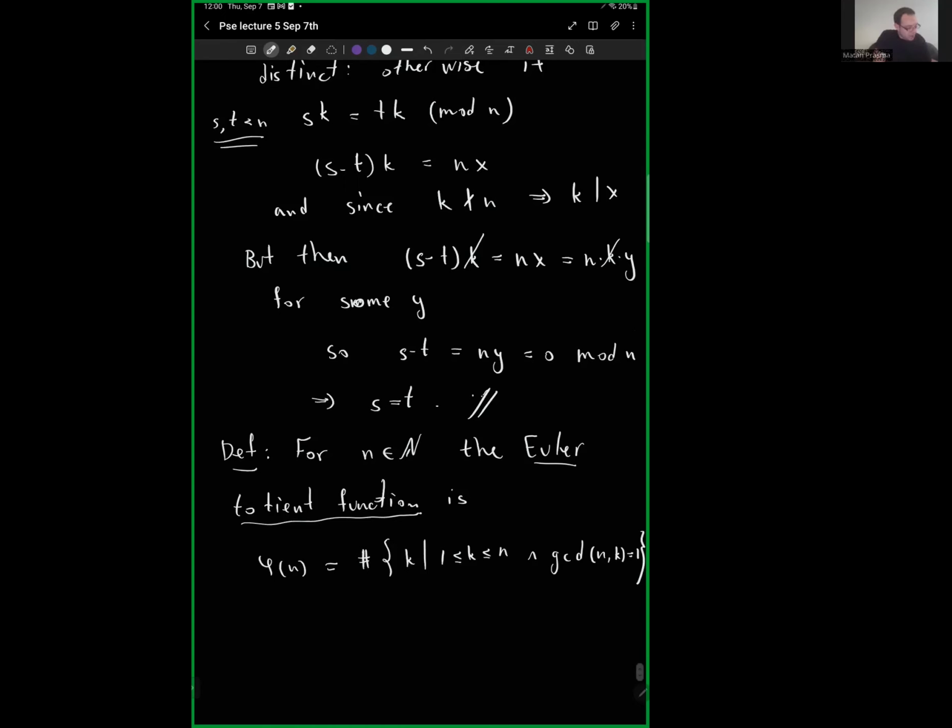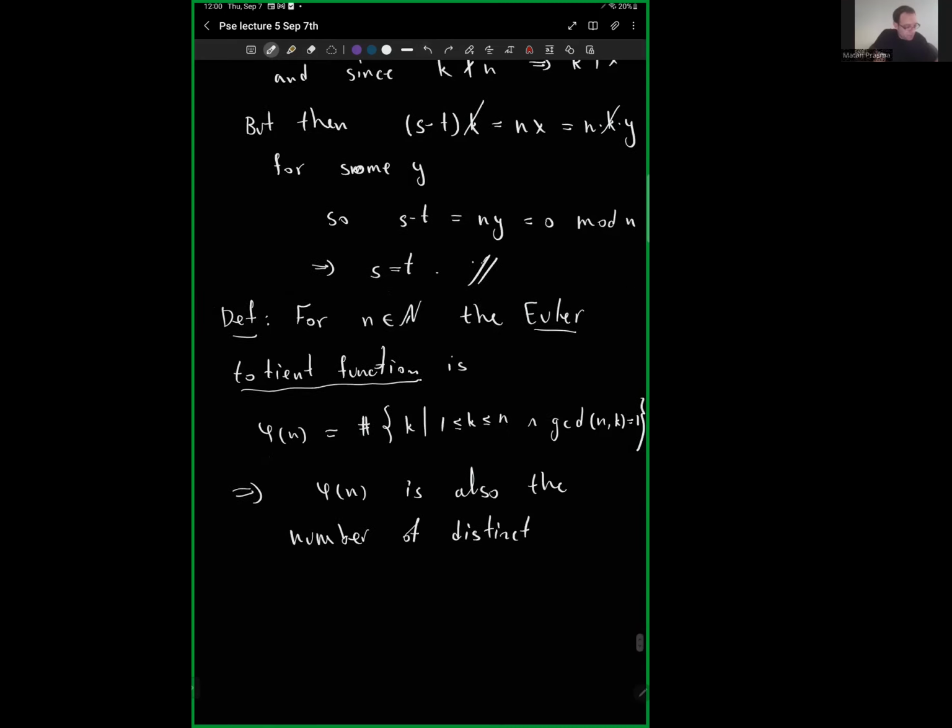So just in other words, using this definition, phi of n is also the number of distinct generators of integers modulo n.